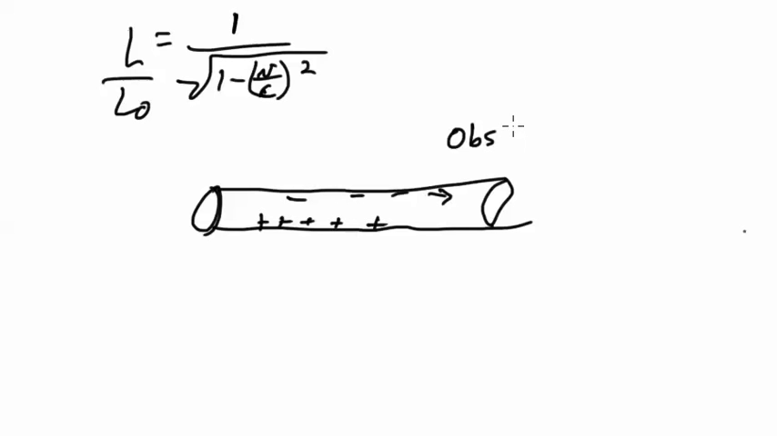So we'll say the observer is moving at speed 0. The positive charges are moving at speed v, and say the electrons are moving at speed v minus v sub naught, or v plus v sub naught. I don't care which. What we're concerned about here is the relative densities as the observer sees them: the linear density of the positive charges, and the linear density of the negative charges.